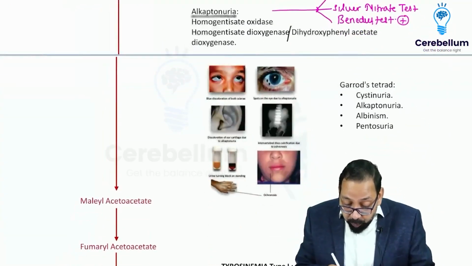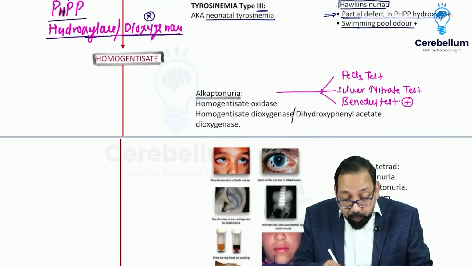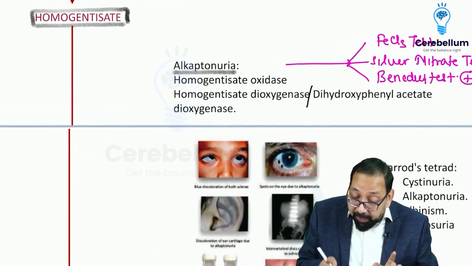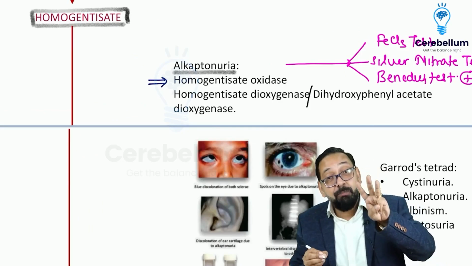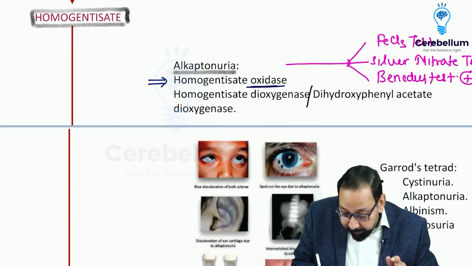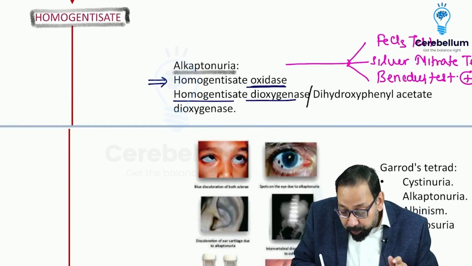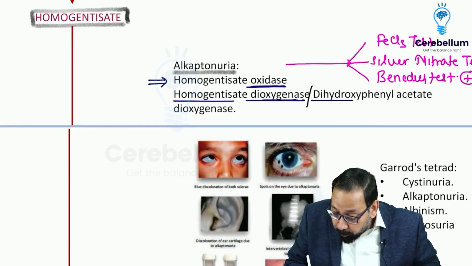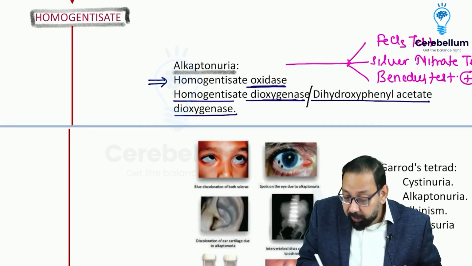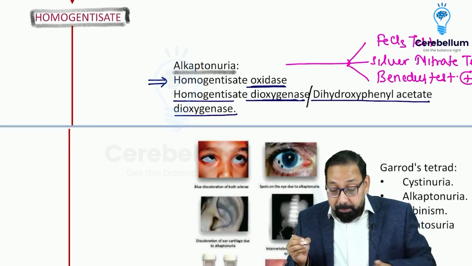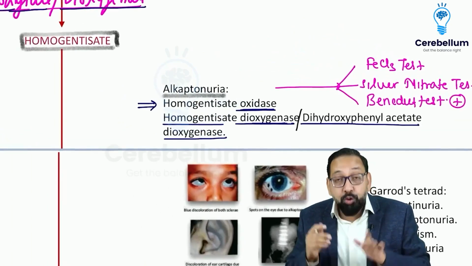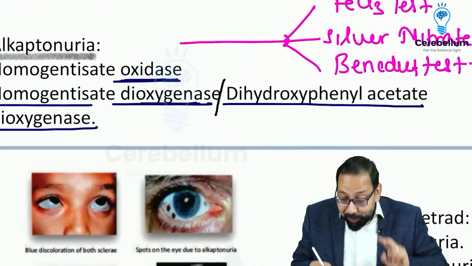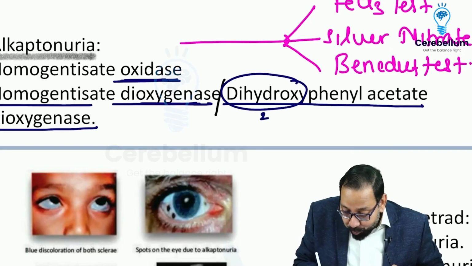Now, homogentisate is converted to maleylacetoacetate. Even if you don't remember this reaction, it's okay. Just remember that this reaction is catalyzed by homogentisate oxidase. 3 names for the same enzyme: homogentisate oxidase or homogentisate dioxygenase. And the third name is important, a recently asked question: dihydroxyphenyl acetate dioxygenase. Really difficult to remember. How will you remember? Homo means two persons, similar persons. Now, di, two.